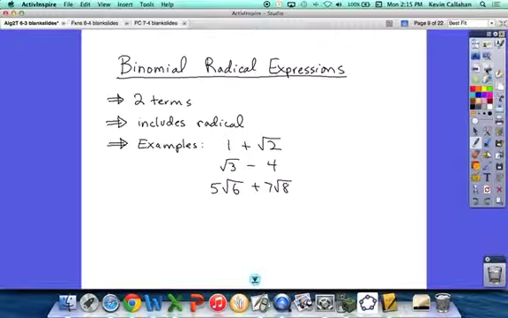Examples would be something like this. 1 plus the square root of 2, right? That's 2 terms, and there's a square root of 2 in it, right? The square root of 3 minus 4. 2 terms, it's got a radical. You could even have two radicals, right? 5 times the square root of 6 plus 7 times the square root of 8. Two terms, both have radicals in them. That's what we mean by binomial radical expressions.